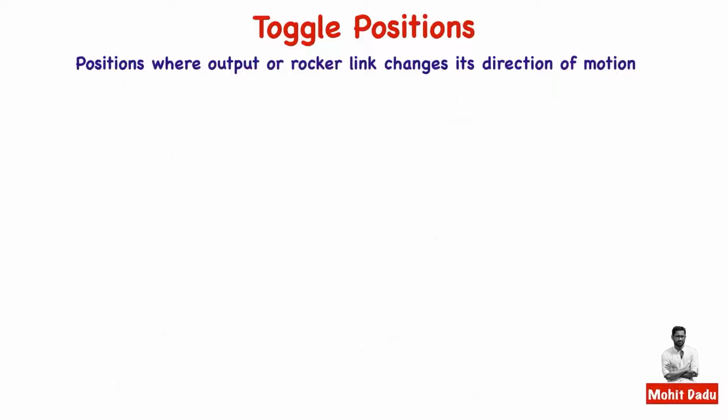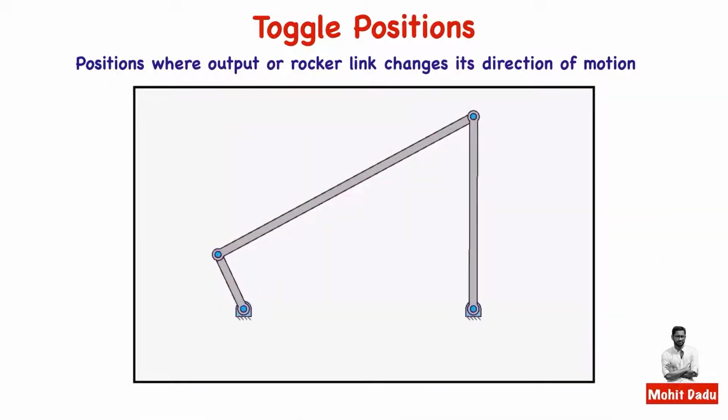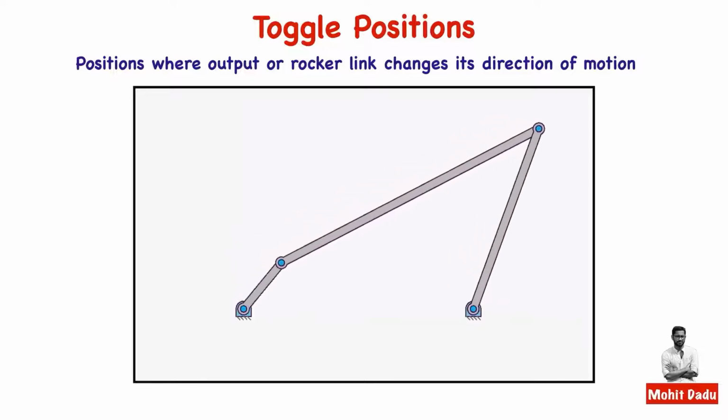Next we will see what toggle positions are. These are the positions where the output or rocker link changes its direction of motion.